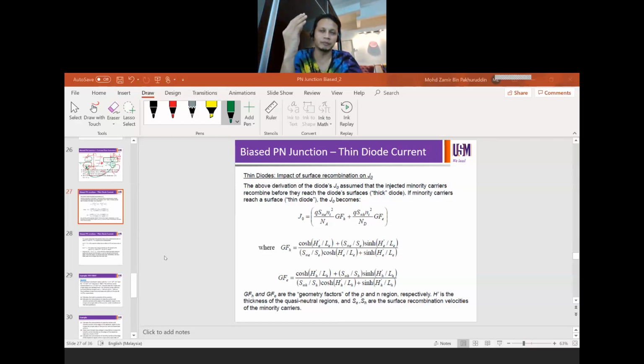Maknanya dia nak pergi dia letak minyak Penang ke KL, memang minyak tu cukup lah sampai ke KL lah. Dia letak sampai dekat Slim River je, then thick diode. Then kalau sampai ke KL memang thin diode. Dia sampai ke destination, right? So that's the simplest version of the definition.